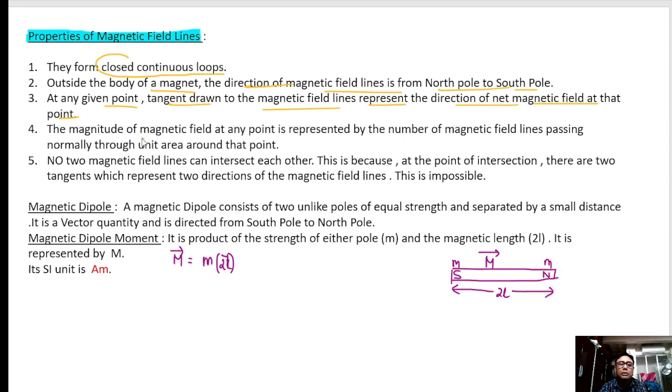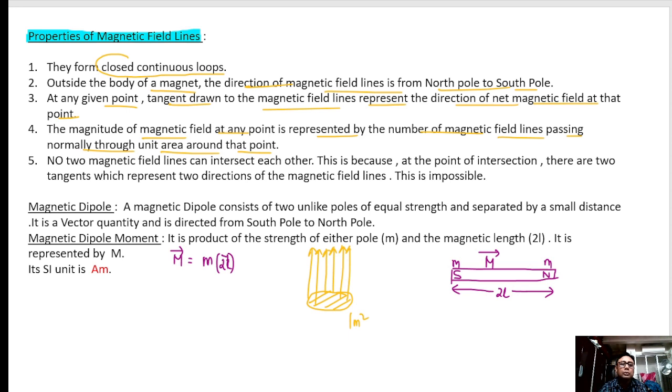The magnitude of the magnetic field at any point is represented by the number of magnetic field lines passing normally through unit area around that point. That means if there is an area of 1 meter square, then how many magnetic lines are passing normally through this area gives the strength of the magnetic field. Clear?